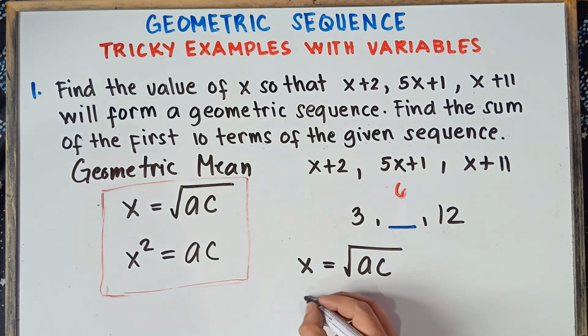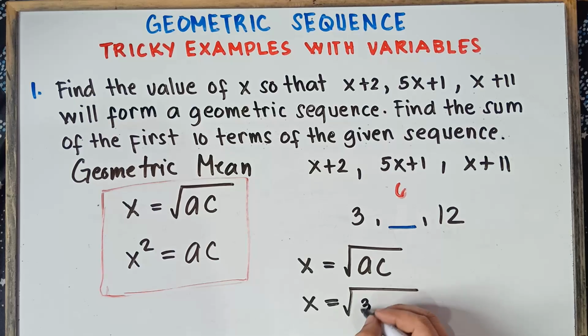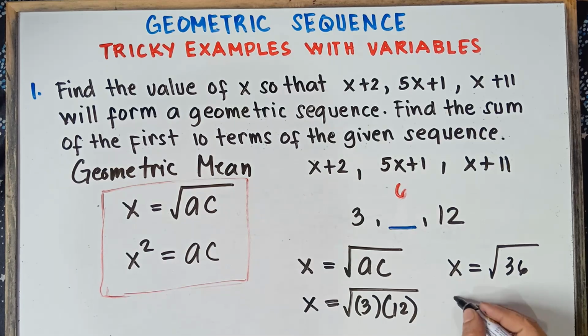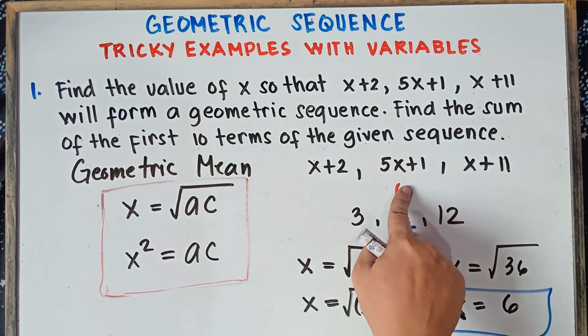So geometric mean, where x is equal to the square root of our first term, which is 3, and then our third term, that would be 12. So x, or geometric mean, is equal to the square root of 3 times 12. What's the answer, class? That's correct. That would be 36. And then x, or geometric mean, is equal to the square root of 36, class. What's the answer, class? That's correct. That would be equal to 6. So therefore, our answer is correct. So this is 6.